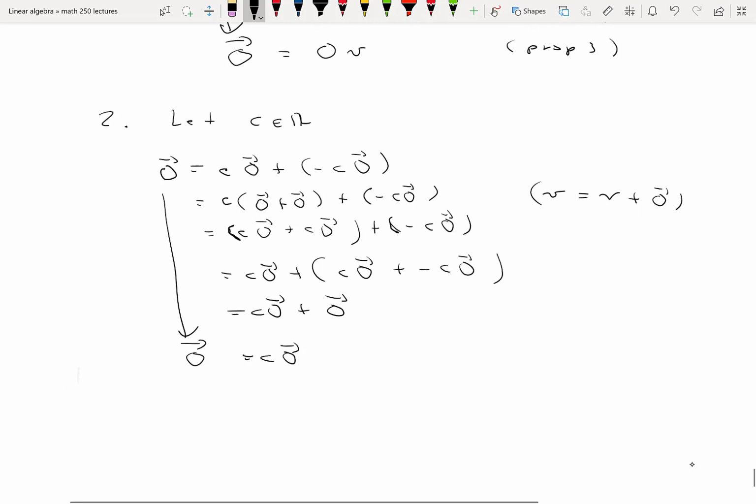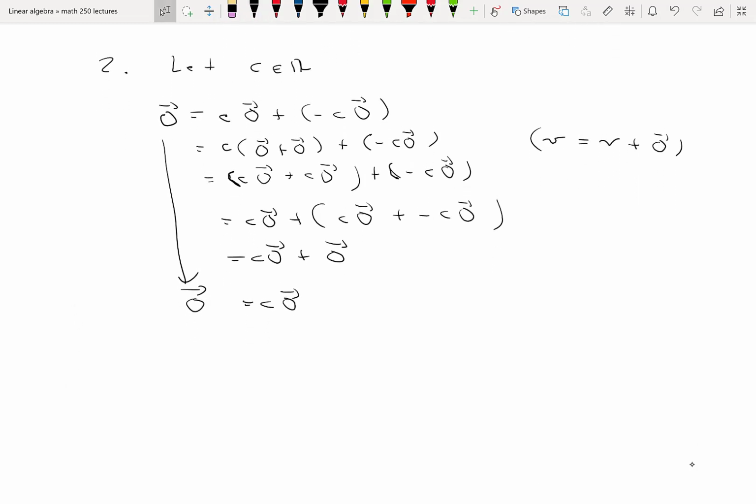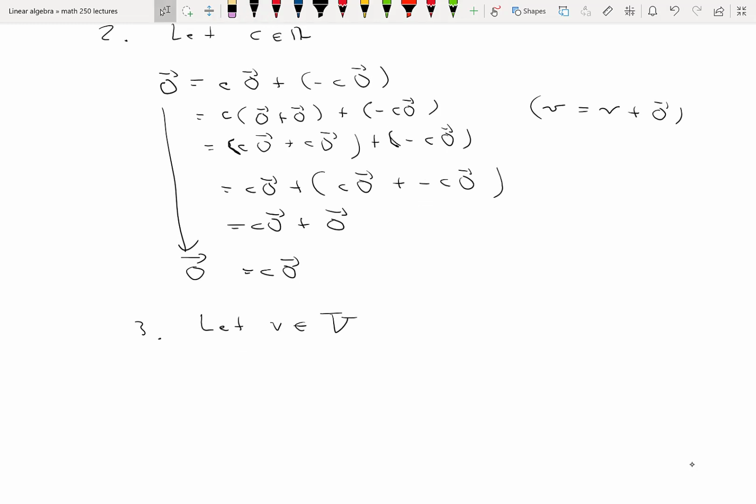Okay, so let's finish this last part of the proof and finish up the lecture in the process. Part c: I want to show that -1 times v is the opposite of v. So let's start with a vector out of the vector space. Let's let v be in the vector space. What do I need? I need to show that -1 times v is the opposite of v.